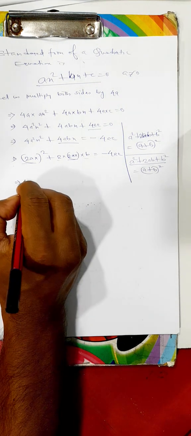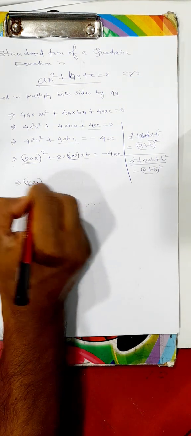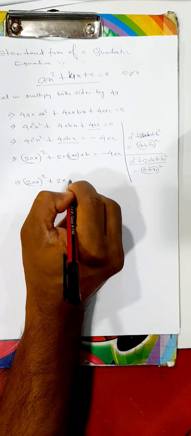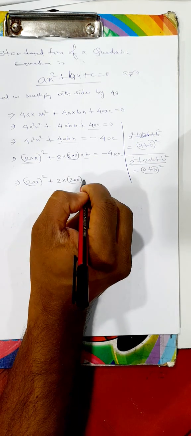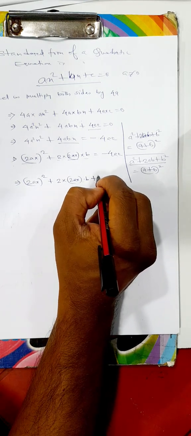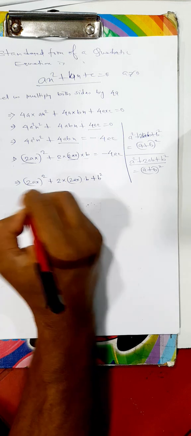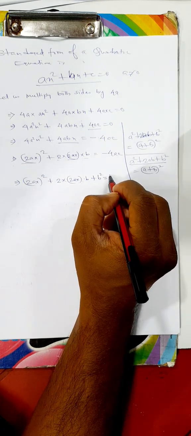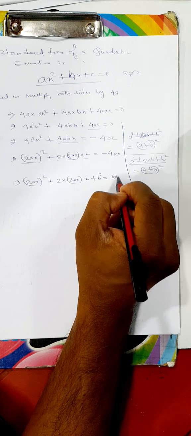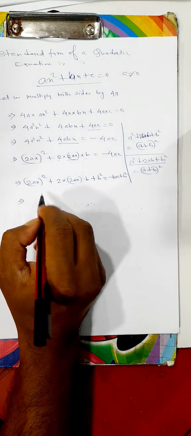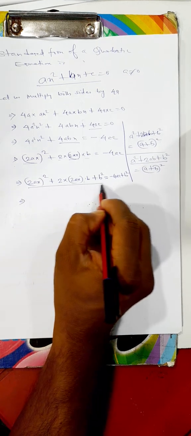So let us add b square to the left hand side. If we do so, same thing we have to do to the right hand side. So right hand side becomes minus 4ac plus b square, right? Now you see left hand side becomes a perfect square.